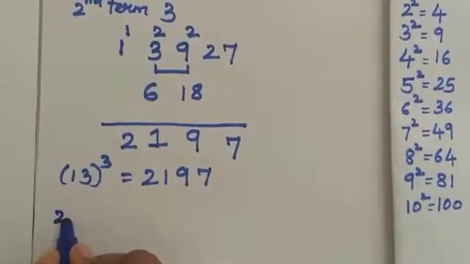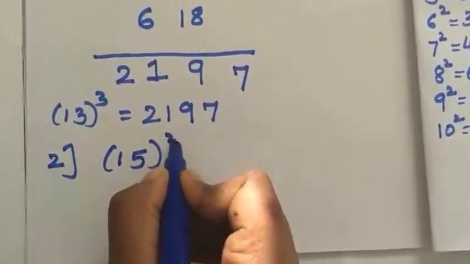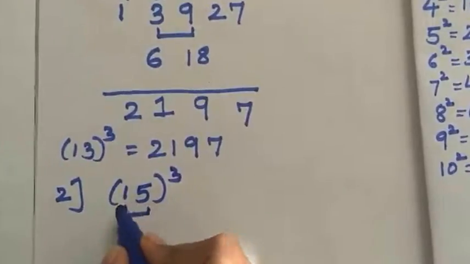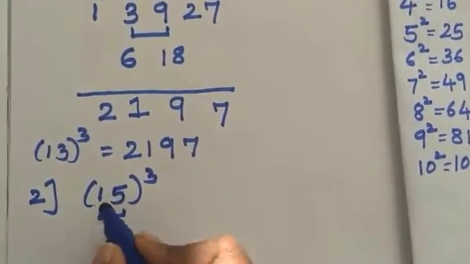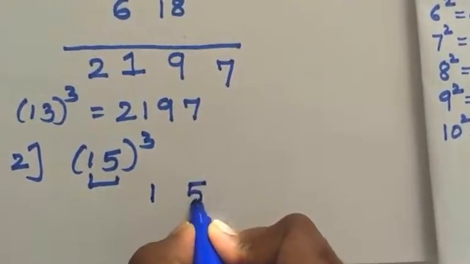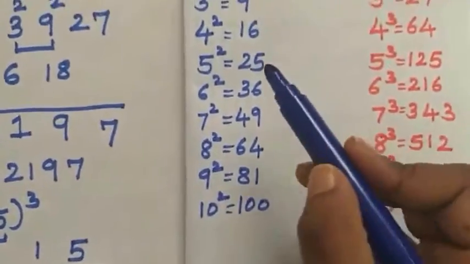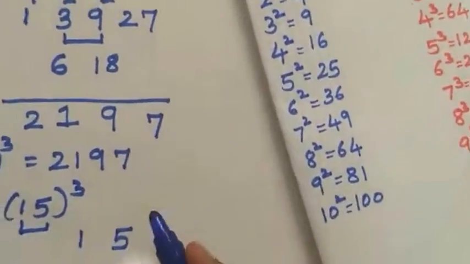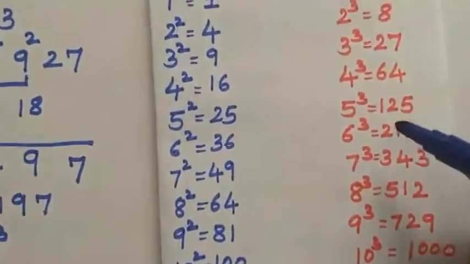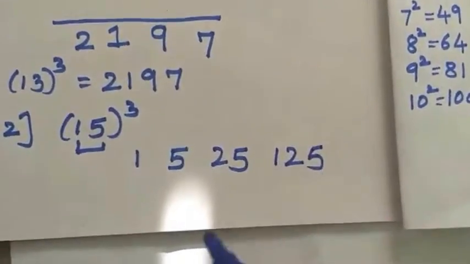So I'll consider one more value, that is 15 cube. Same steps I'm going to do over here. First step, the first term is your 1 and second term is your 5. So 15, I'll write it as it is, 1, 5. And second term, first we'll square this. 5 square is your 25. So I'll write over here 25. Again the second term, I'm going to cube it. 5 cube is your 125. So I'll write 1, 2, 5.